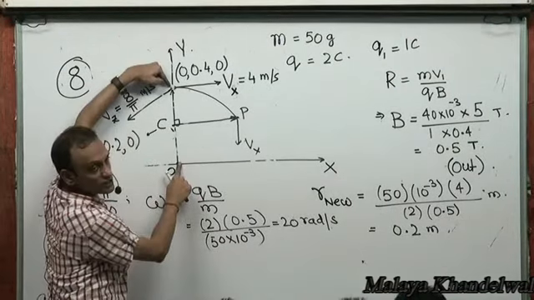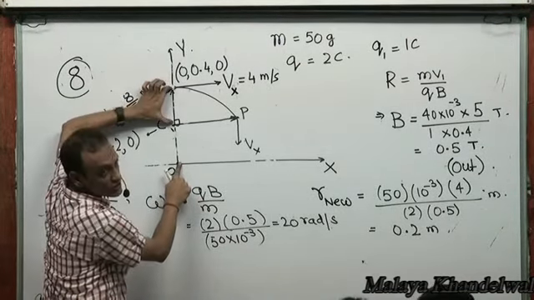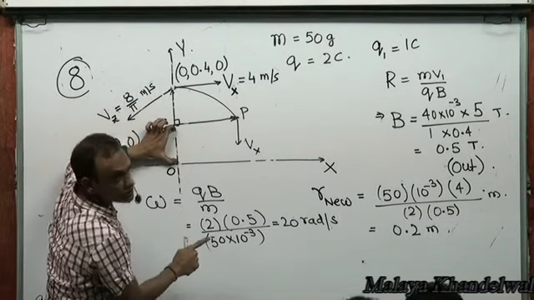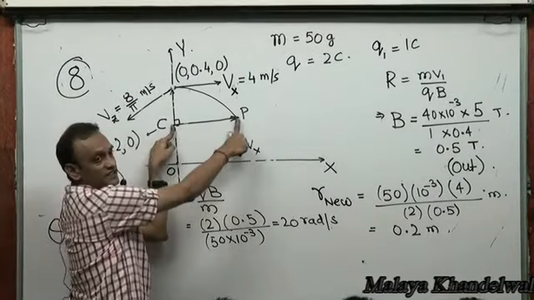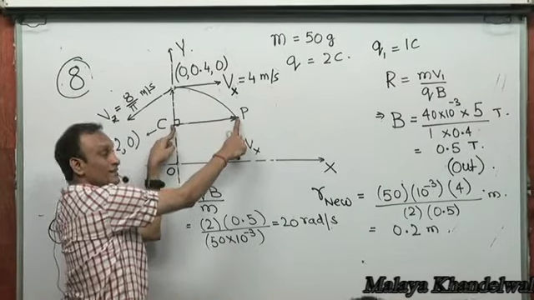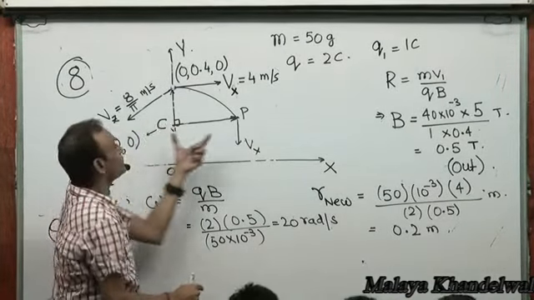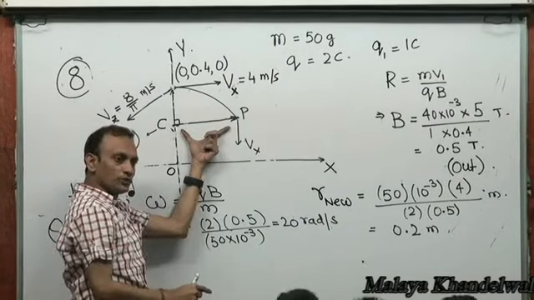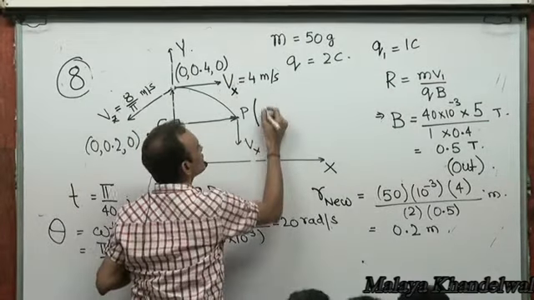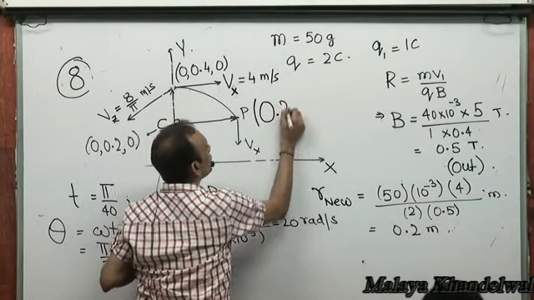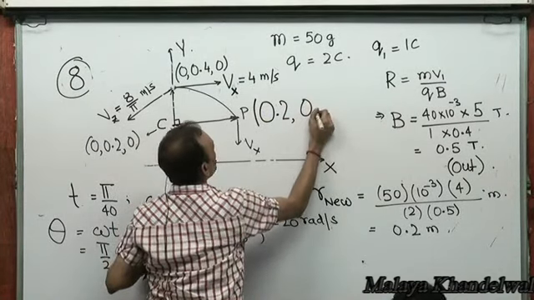Now, this is 0.4 meters. This is 0.2 meters. This is also 0.2 meters. Now this is the radius, which is 0.2 meters, which means the y coordinate is 0.2 meters. The x coordinate is also 0.2 meters. So the x and y coordinates of this point would be 0.2, comma 0.2.